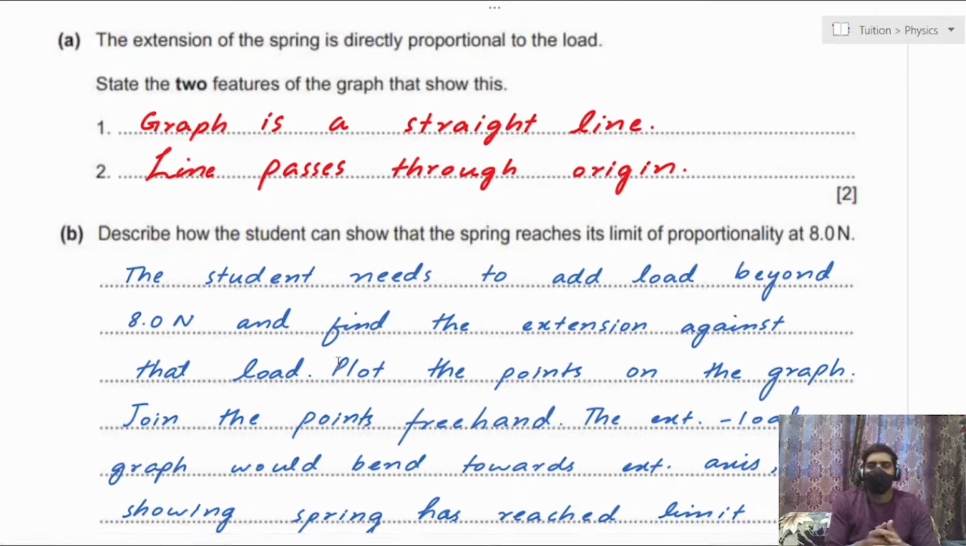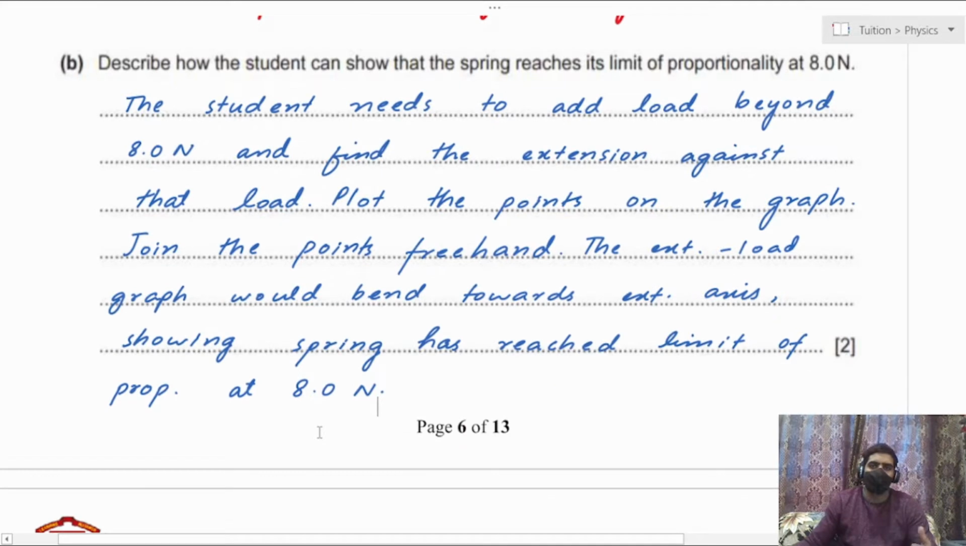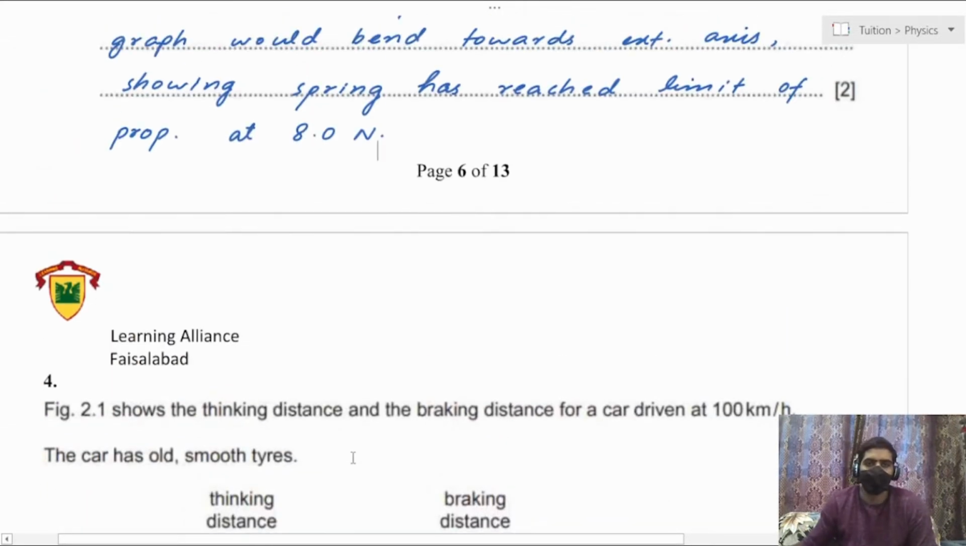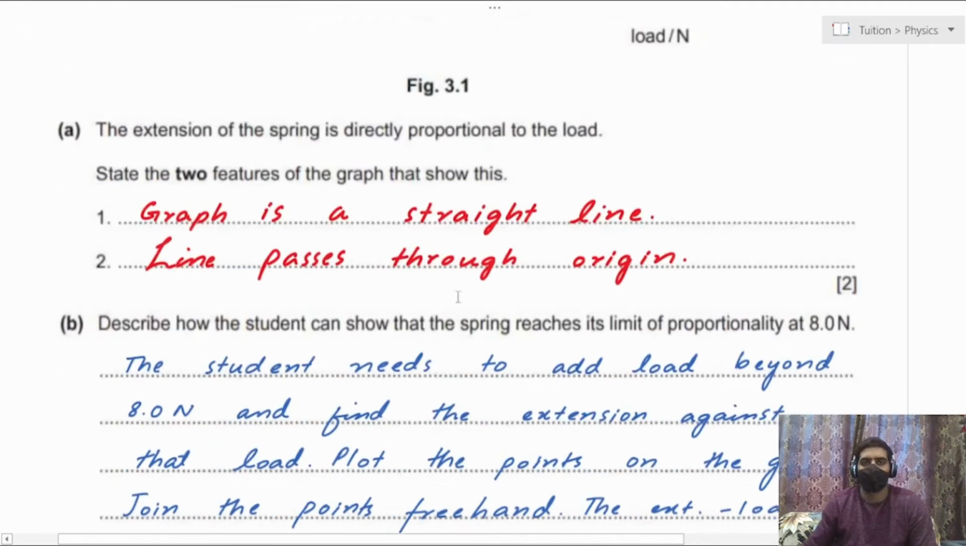decreases. The spring would become easier to expand, and if it becomes easier to expand, there would be more extension for the same amount of load. For the same increase in load, the extension would now be comparatively greater. So that was the first one from the topic of elastic deformation.